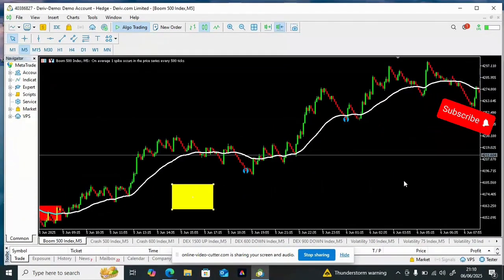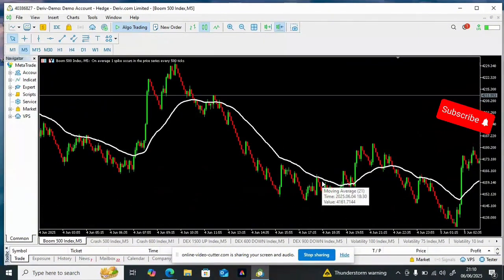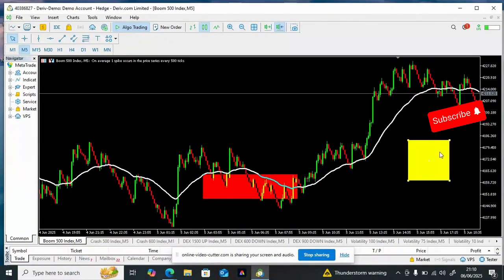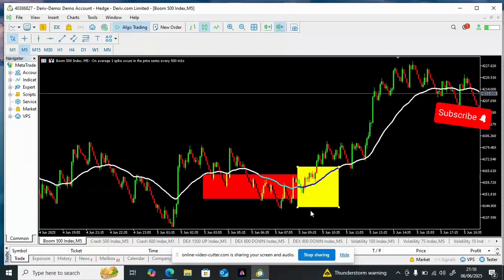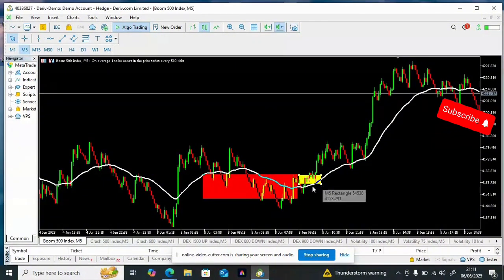Let's take it for instance. Let's go back a little bit. Let's start from here. At this point where we got the yellow, we can say the market spiked up and moved away from this white line on the M5 time frame. This is the confirmation. Market moves up from this moving average.